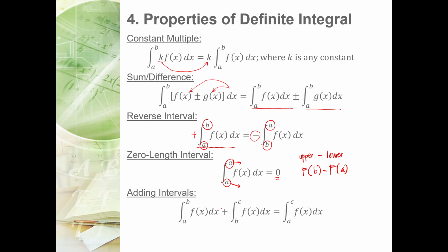Okay, then lastly is adding intervals. In this property, you can combine the two terms in such a way that the given intervals are connected. So let's say a to b, and b to c. And then also your given functions are the same. So that's the time that you can combine your two different integrals. You can add intervals if the upper limit of the first term is the same as the lower limit of the next term, and also the functions are the same.